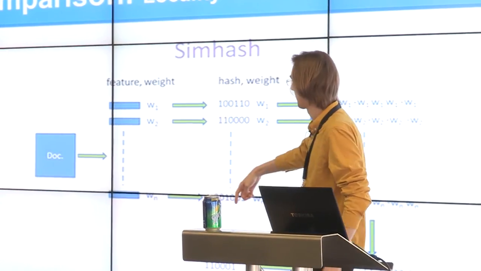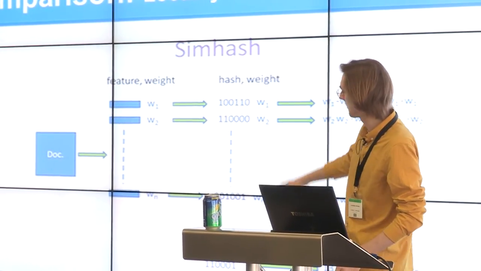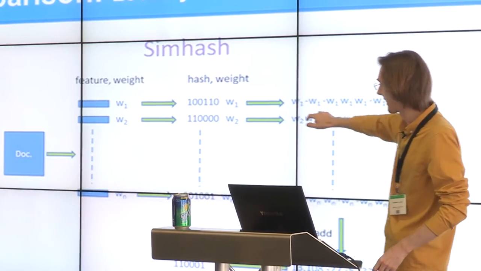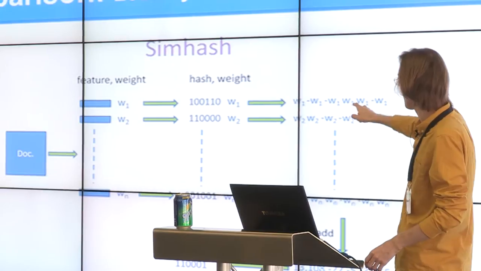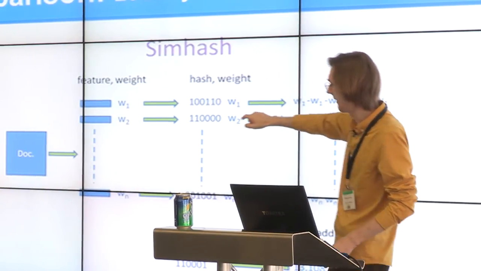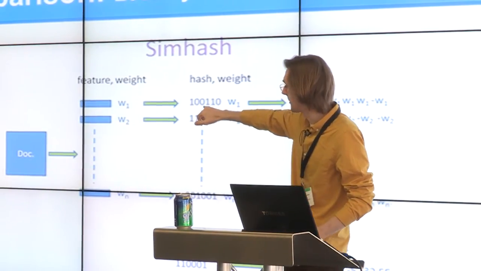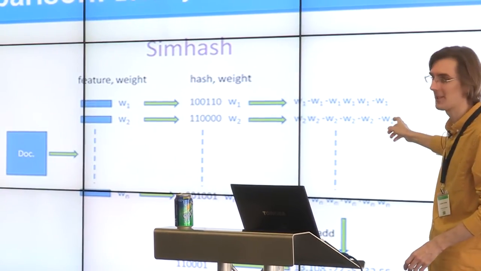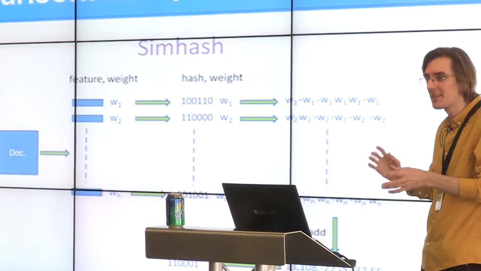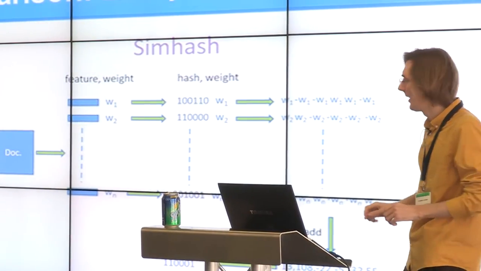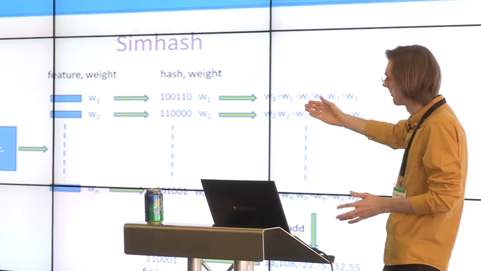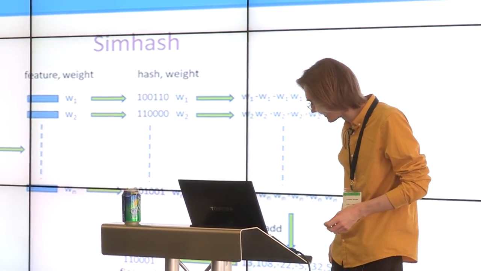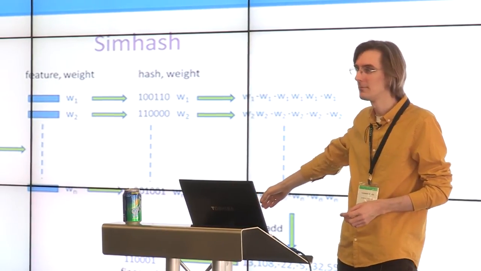Then we hash this feature. In this case, the weights are all ones. Then we multiply by these weights, and if the bit is one, it's minus; if the bit is zero, it's plus. And we're getting just a sum. It sounds like ridiculously simple calculations. If one, minus weight; if another, plus weight. And when we add all of them together, we get some function.